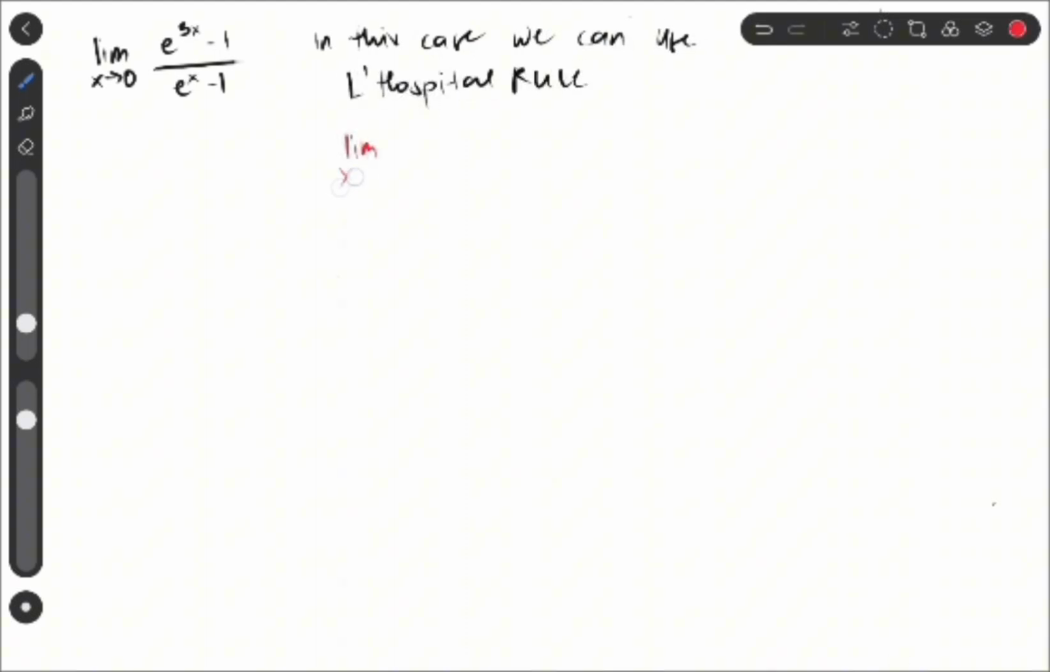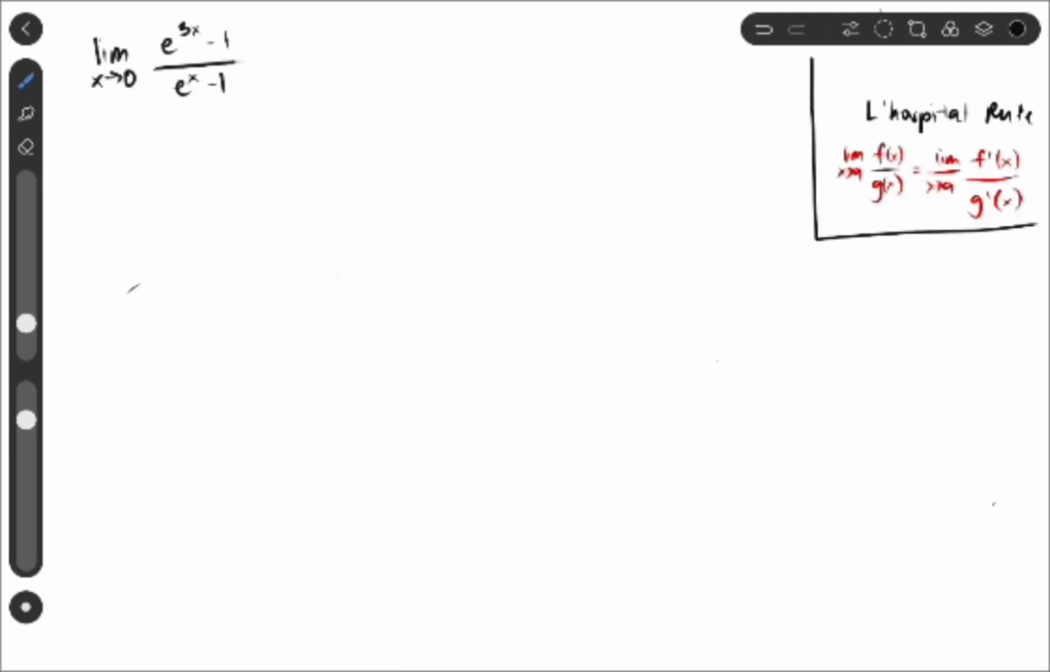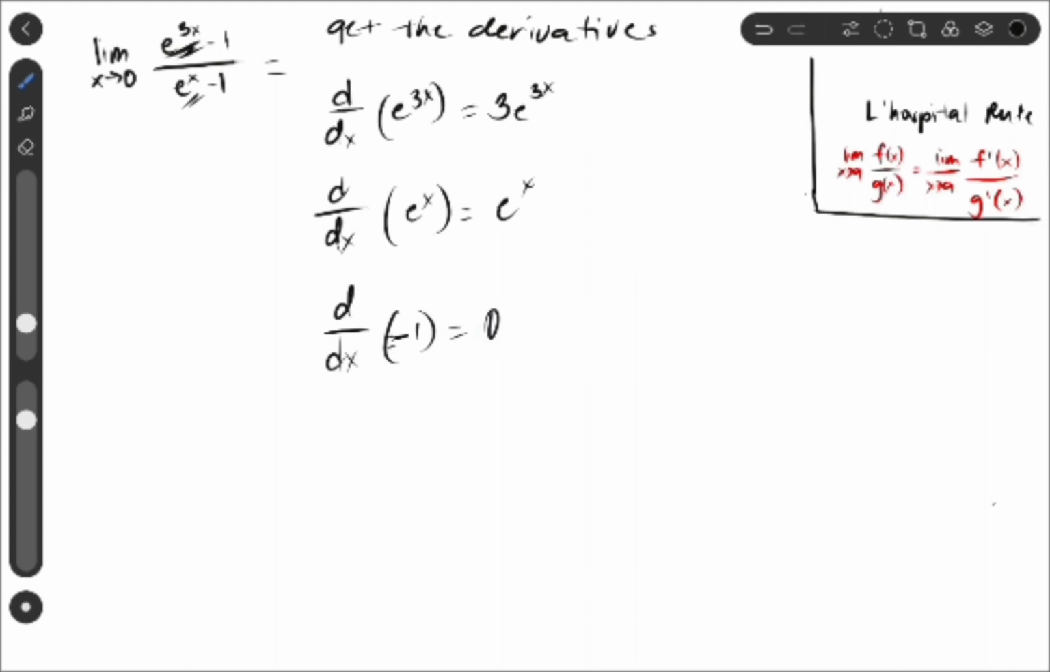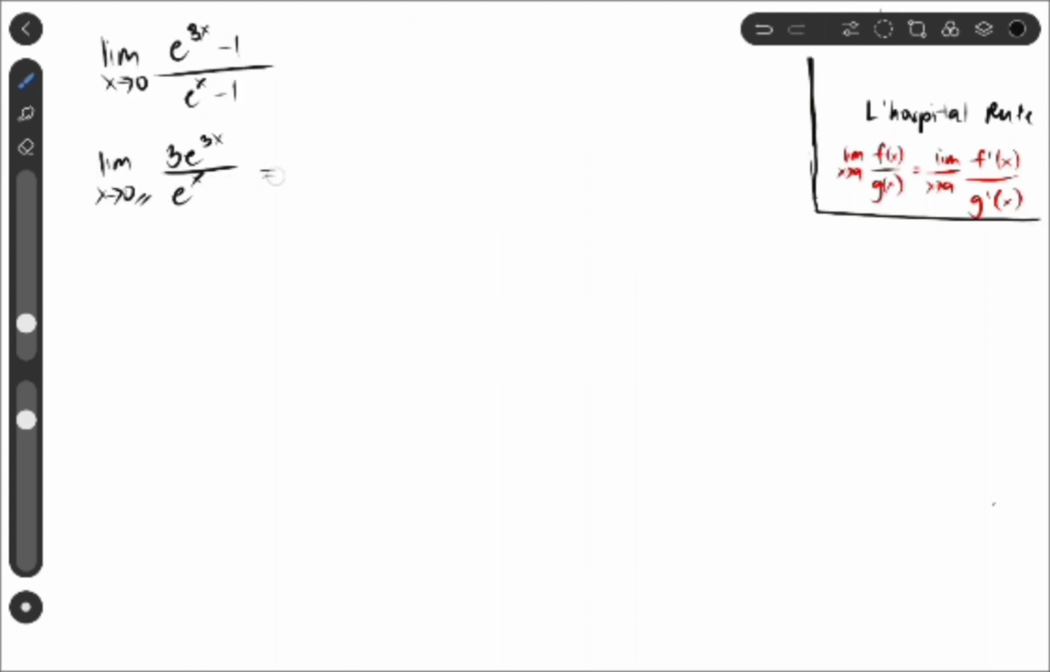It states that the limit of f of x over g of x as x approaches a number is equal to the limit of f prime of x over g prime of x as x approaches that number. It is simply getting the derivatives of the functions. Now that we have the derivatives, we can write the function and substitute the approaching value of x.